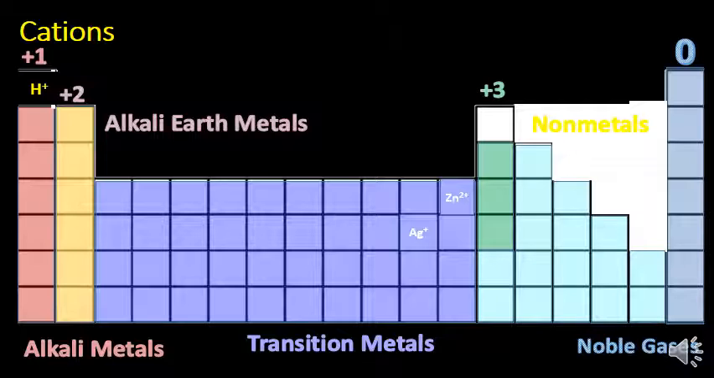So what do you need to know? Everything in column 1 is +1. Everything in column 2 is +2. Aluminum, gallium, and indium are +3. Zinc is +2. Silver's +1.